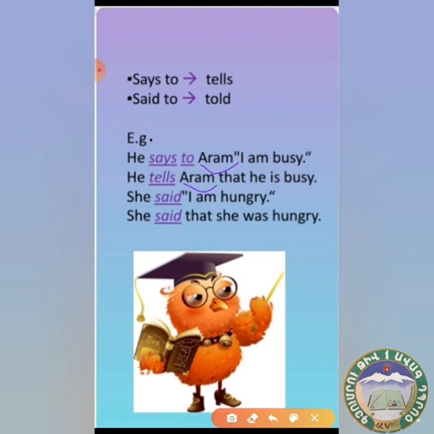In the next sentence, she said, I am hungry. She said that she was hungry. We don't have an object in our sentence, and said remains the same.